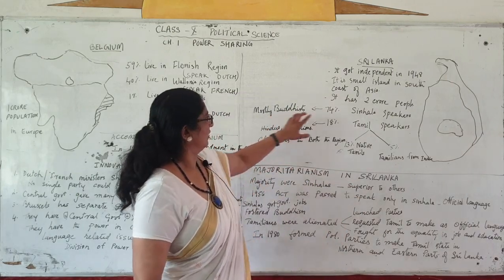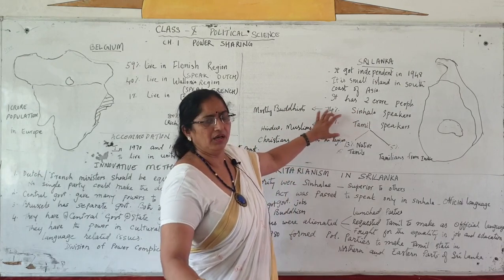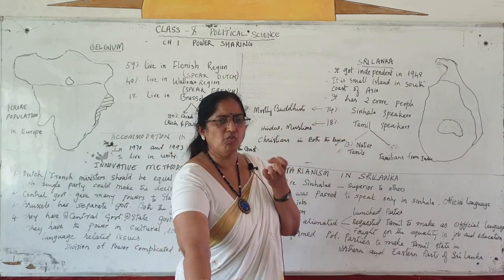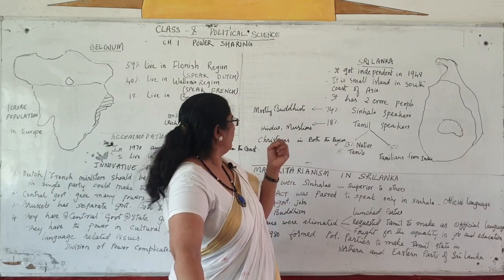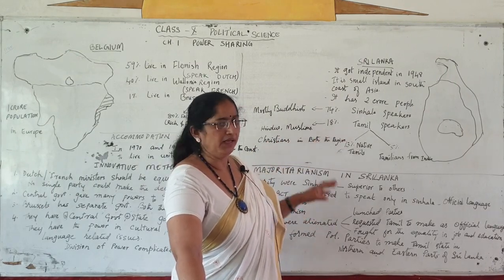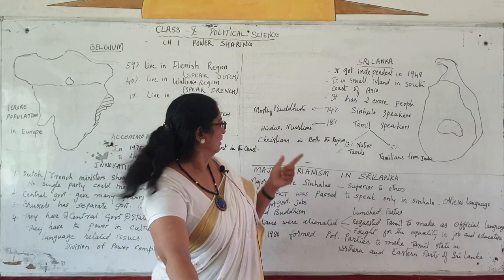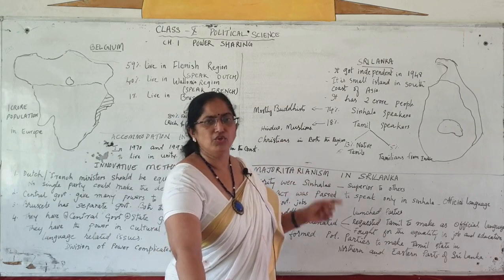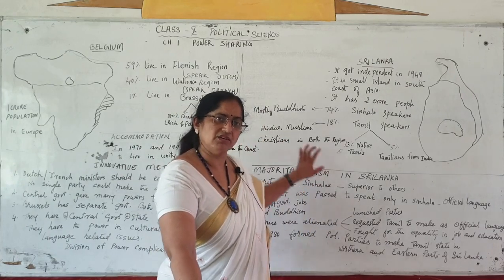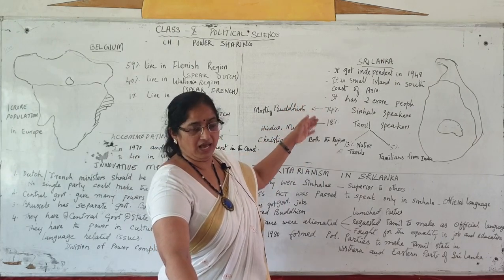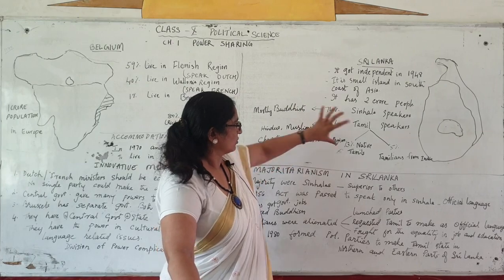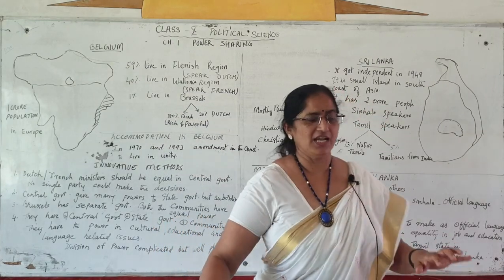And then in Sinhala speaking, their religion was Buddhism. So there were a lot of Buddhist people. Whereas in Tamil, there were Hindus, there were Muslims, there were also Christians. The Christians were Tamil as well as Sinhala. So this is the setup of Sri Lanka.